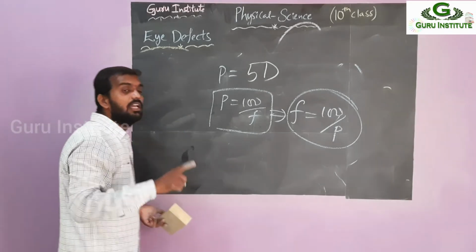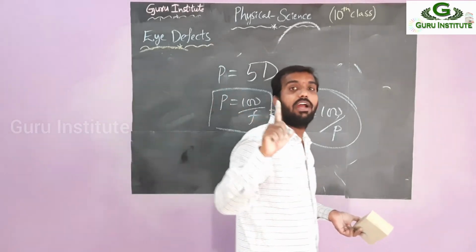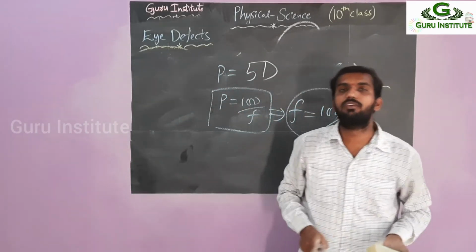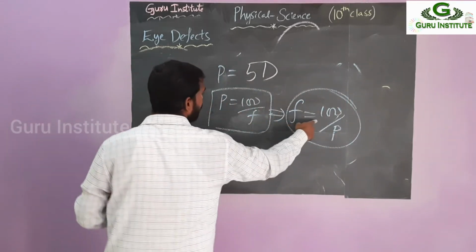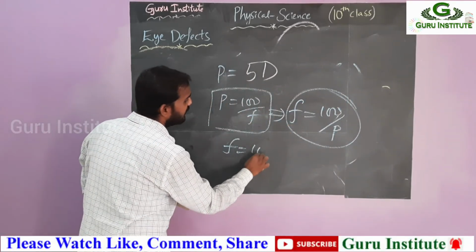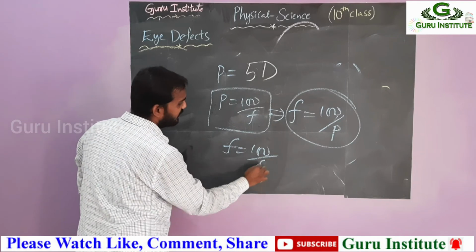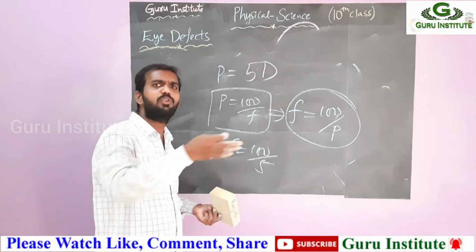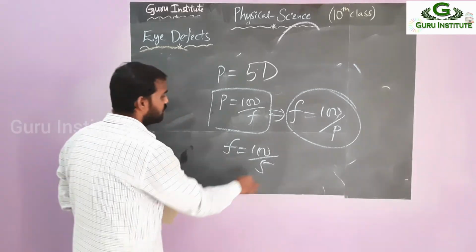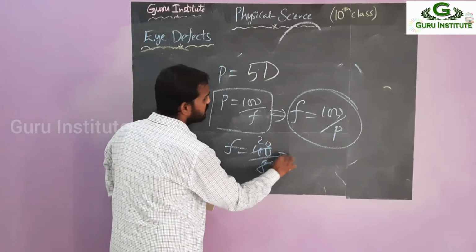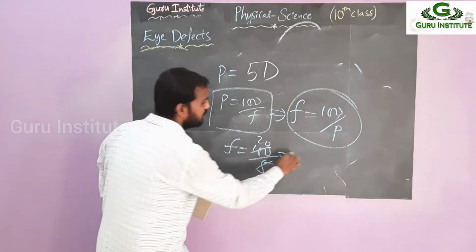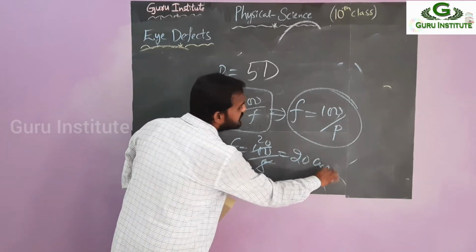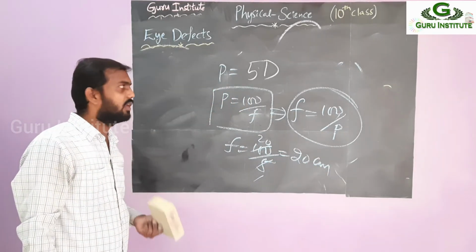Then what is asked? A doctor suggested a 5D lens for you. What is the focal length of that lens? Focal length F is equal to 100 by 5. D is the unit, you don't need to write it, like kgs: you substitute only 100, not kg. So 5 twos are 10, 5 fours are 20. Simply, 100 by P gives the focal length in centimeters. The focal length is 20 centimeter.